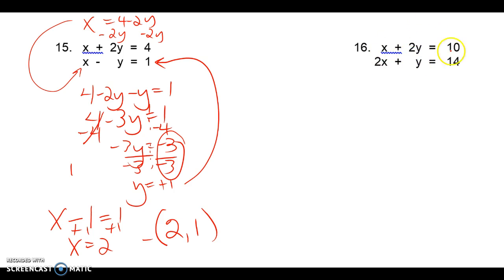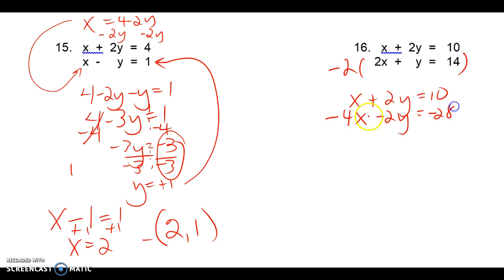Now, these seem like they're in the right order, but I need to get the same coefficient. I'll use elimination. So I have the first equation staying the same. The second one I'm multiplying through by negative 2. So let's add this together. x minus 4x, negative 3x equals 10 minus 28 is negative 18.